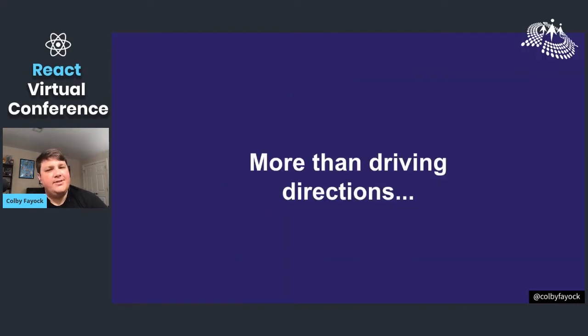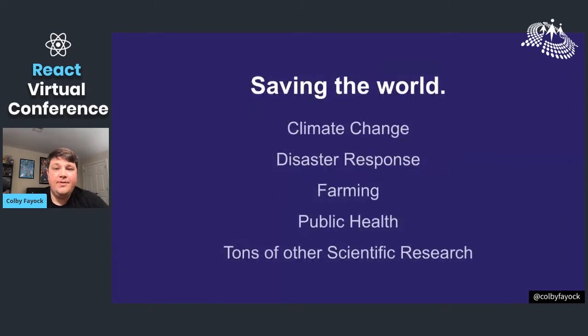So where am I going with all this? Well, the point I'm trying to make here is that these maps are for more than just driving directions. Maps are literally giving people tools to save the world. There's tons of research going on in many different areas, from climate change to agriculture. By taking collected data and applying it to a map, we're providing another visualization medium for scientists that can actually make a difference in people's lives.